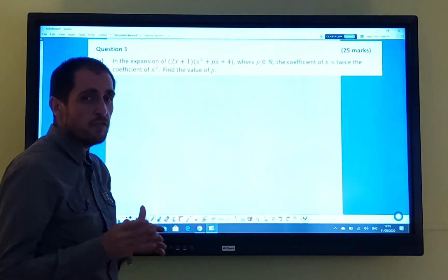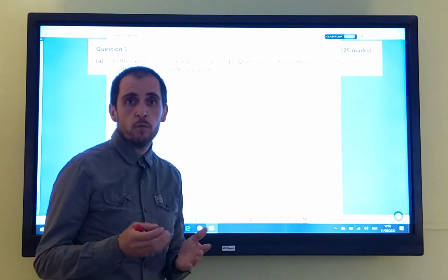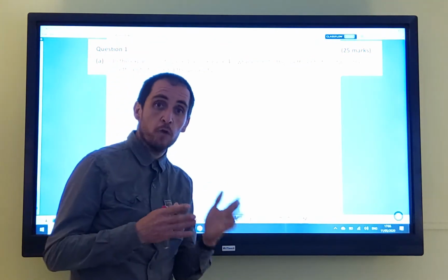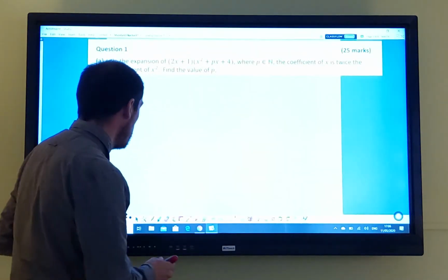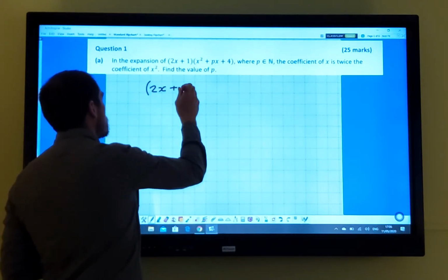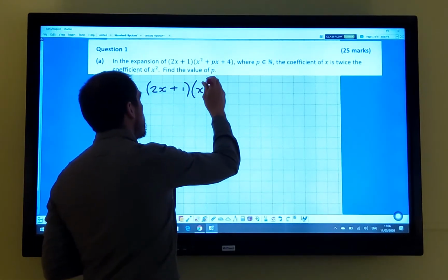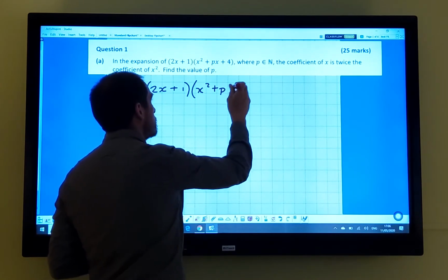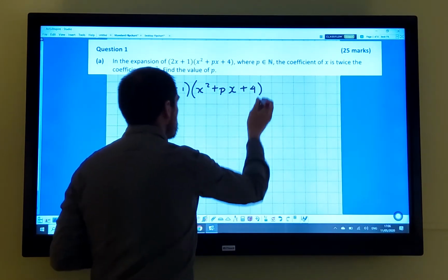What you have to remember is that it mightn't just be a number, it could be a letter, so it could be in terms of something. That's just something to bear in mind. So let's start this and multiply it out. I have 2x + 1, and I'm going to multiply by x² + px + 4.